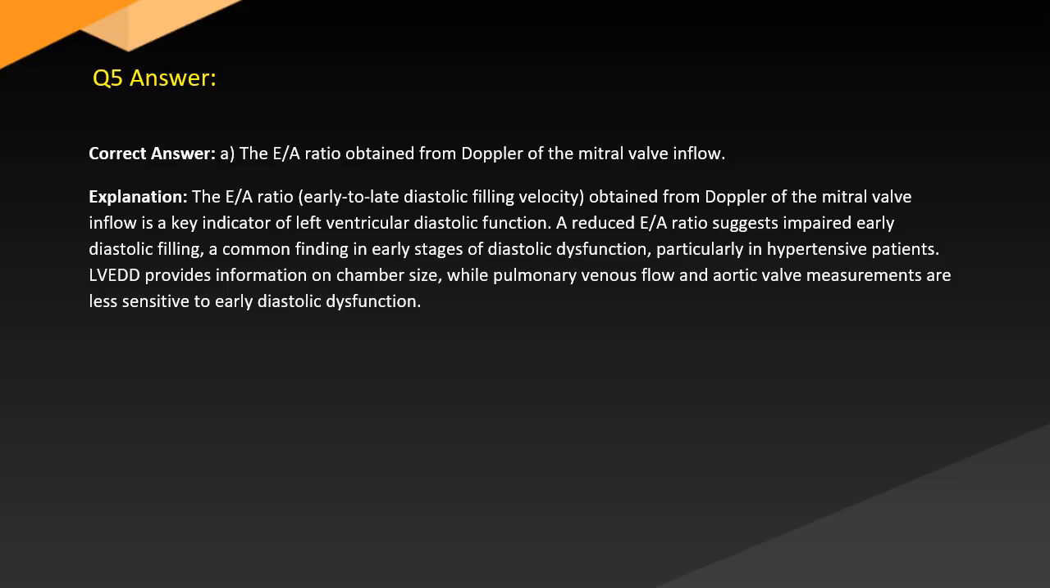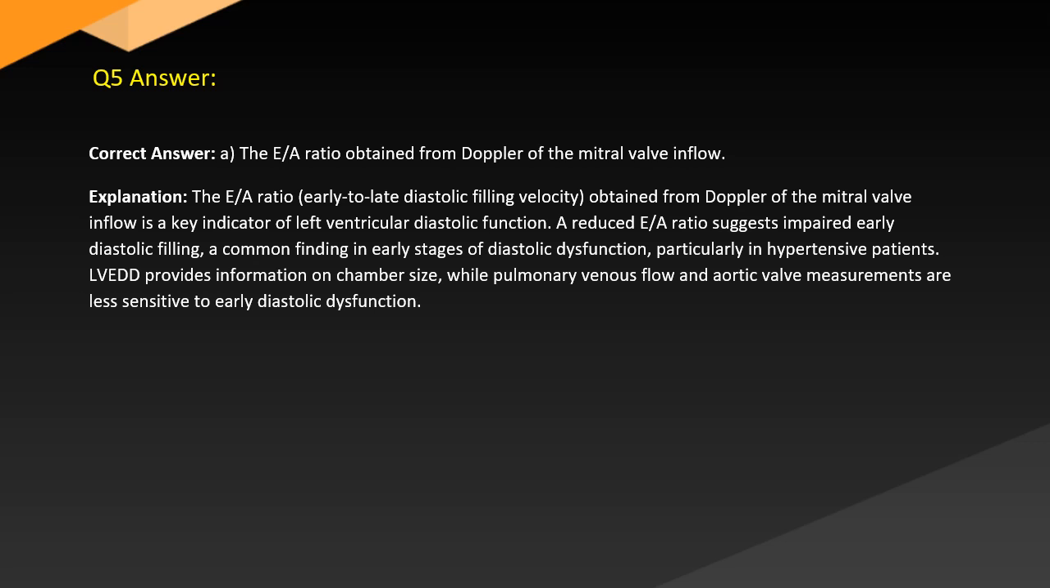Answer. Correct answer: A. The E/A ratio obtained from Doppler of the mitral valve inflow. Explanation: the ratio of early to late diastolic filling velocity obtained from Doppler of the mitral valve inflow is a key indicator of left ventricular diastolic function.